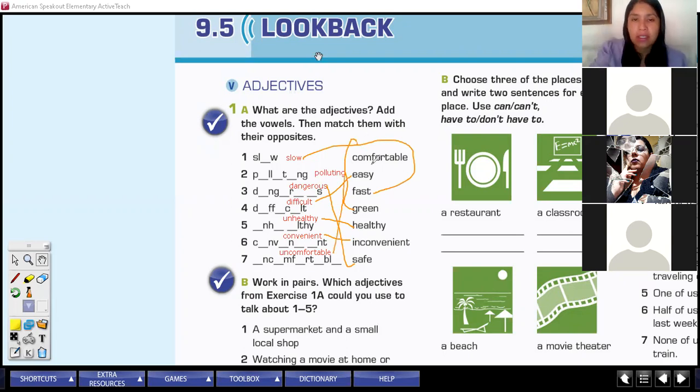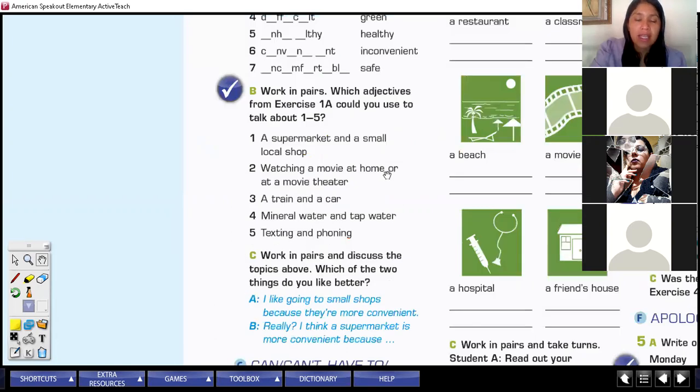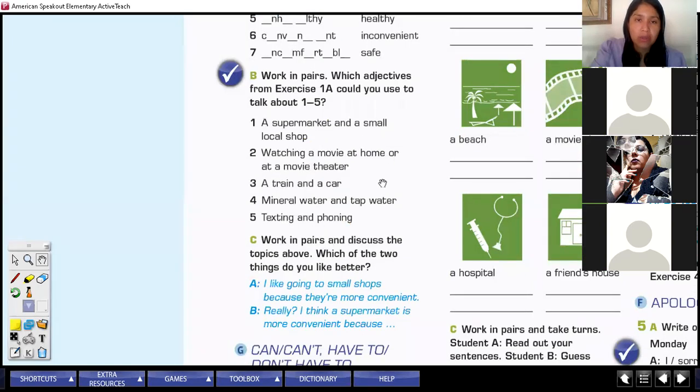I will erase this and scroll it down so we can continue. Now it says, which adjective from exercise 1A could you use to talk about? Okay, now you don't have to write this, it's just practicing, okay? I'm gonna read this and you're gonna tell me what adjectives could fit or could describe this, okay? For example, which of the adjectives that were in the previous exercise could describe a supermarket and a small local shop?